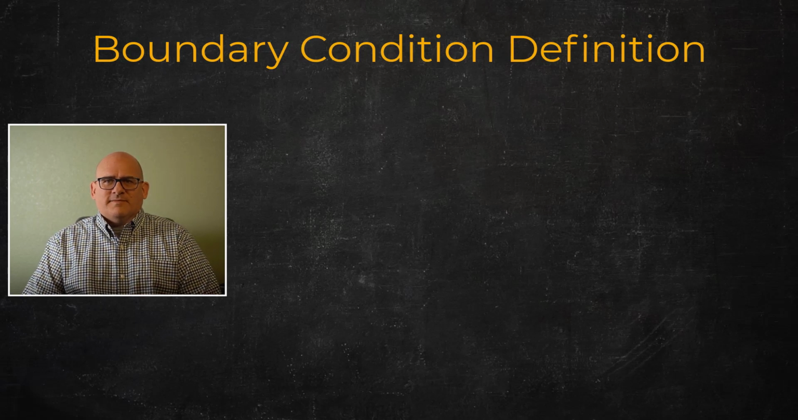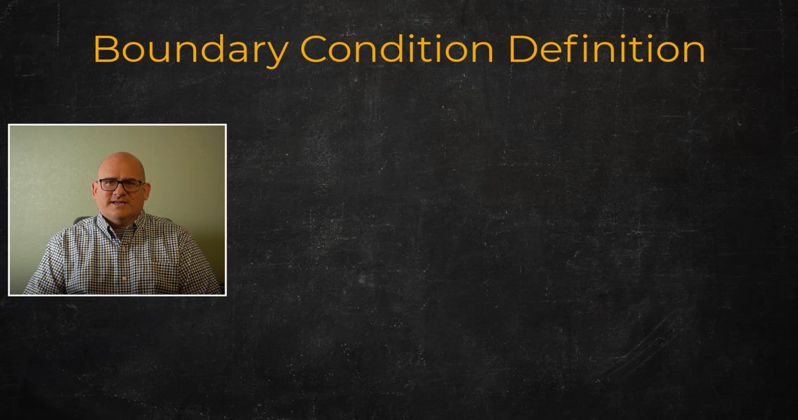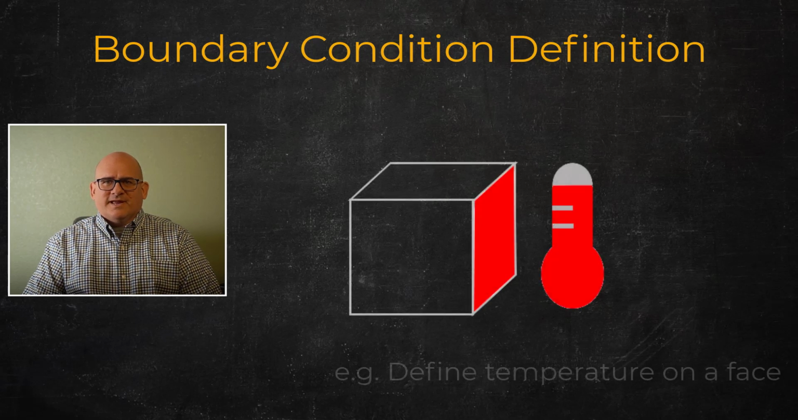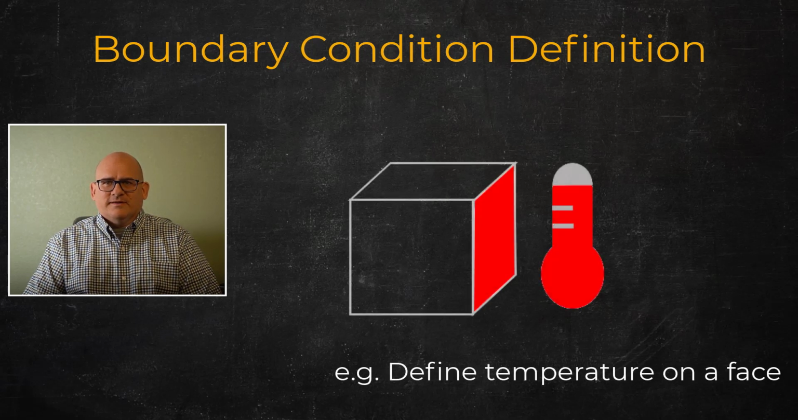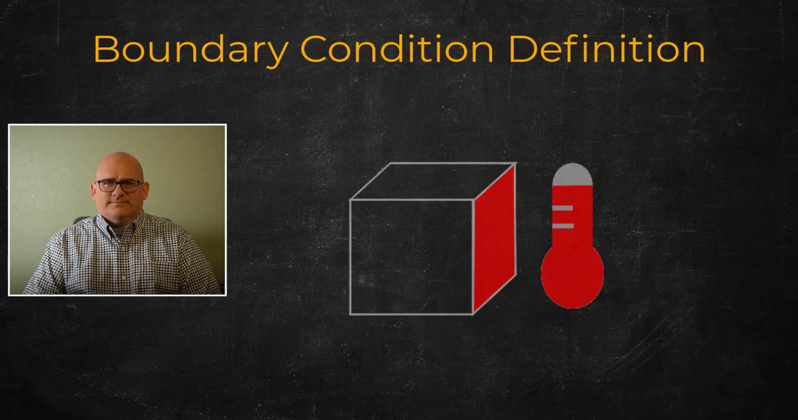In the solid modeling and meshing lesson, we learned that the element type defines the physics of the analysis in terms of the variables or degrees of freedom that will be solved for. Temperature in a thermal analysis is the degree of freedom. Boundary conditions are assigning known values to these degrees of freedom.